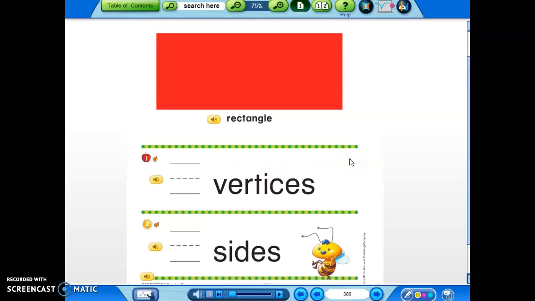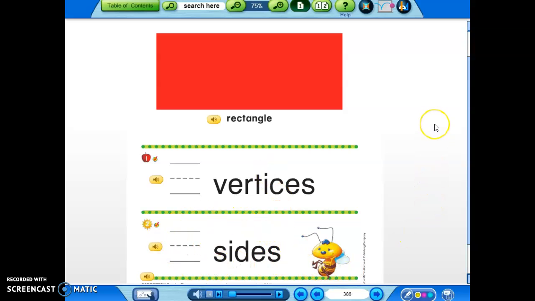Now we're going to trace around and count the sides of the rectangle. So take your pencil and let's trace and count these sides together. 1, 2, 3, 4. So we're going to come down by the yellow sun and we're going to write another 4. A rectangle has 4 vertices and 4 sides.